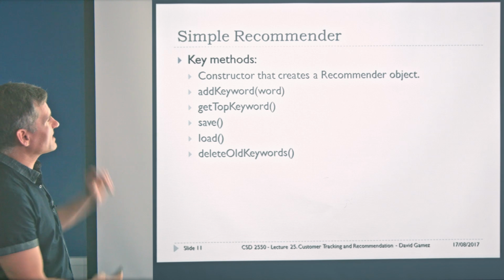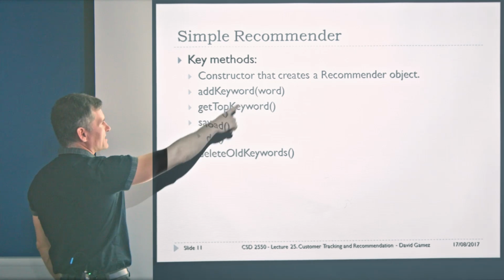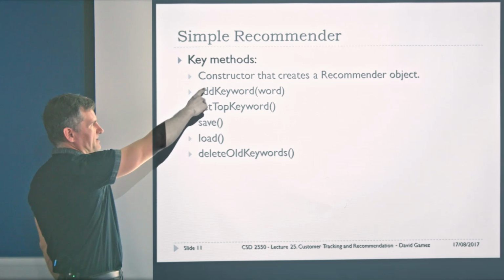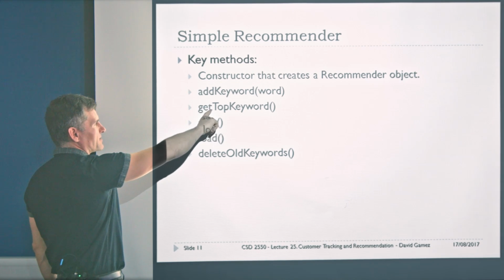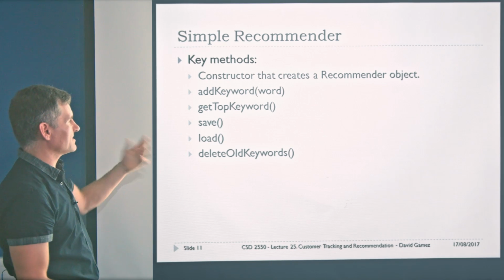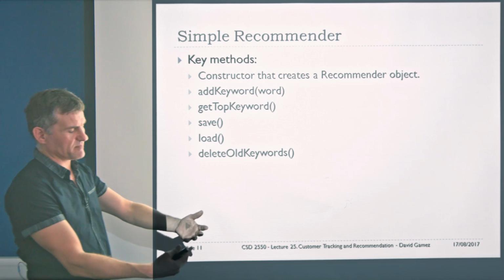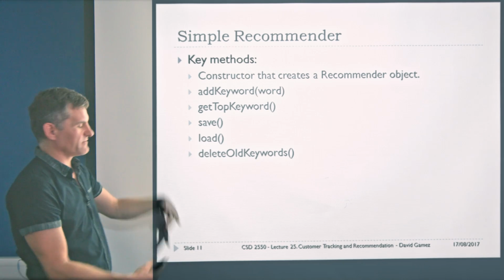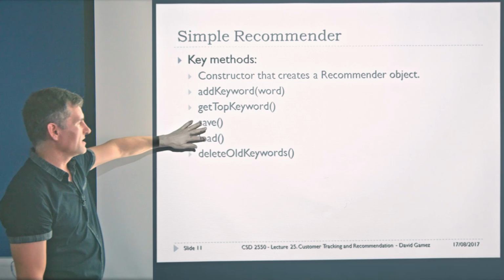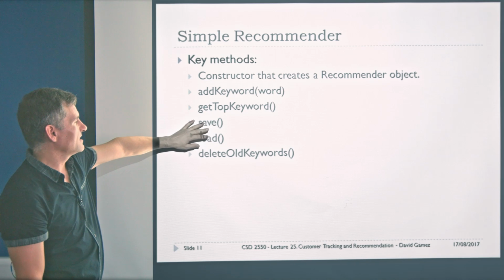So this is our simple recommender. We've got a constructor that creates this recommender object. And then we've got an add keyword method: when the customer does a search, we're going to add that keyword to our tracker. And then we've got a method that returns the top keyword when we want to do a recommendation. And then we've got saving and loading methods, so we can store the recommender in local storage and load it from local storage.